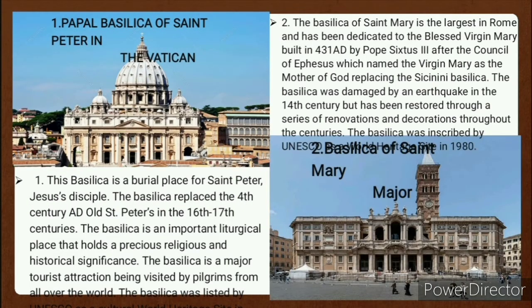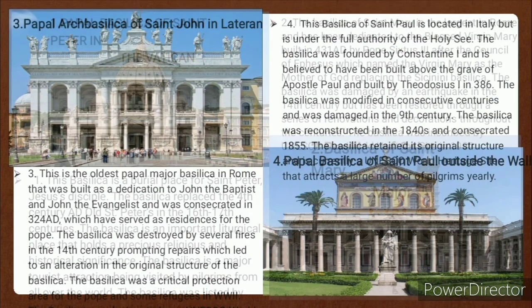Examples are the Papal Basilica of St. Peter in the Vatican, which is a burial place of St. Peter, Jesus' disciple. Next is the Basilica of St. Mary, which is the largest basilica in Rome. Then, the Papal Archbasilica of St. John in Lateran, that is the oldest papal major basilica in Rome, and that was dedicated to John the Baptist and John the Evangelist. Last example is the Papal Basilica of St. Paul, that is located in Italy but under the authority of the Holy See.